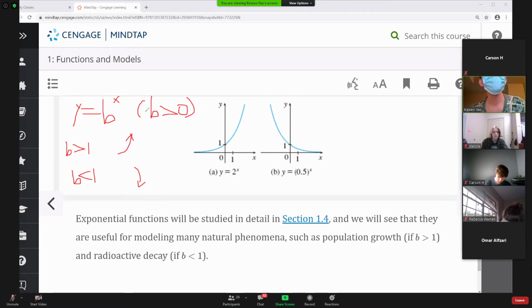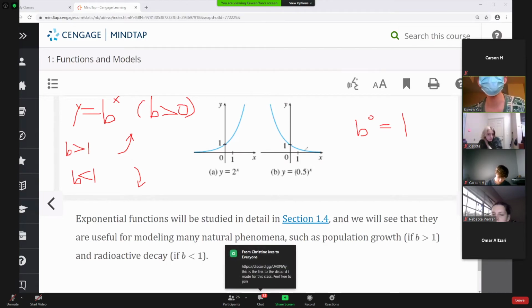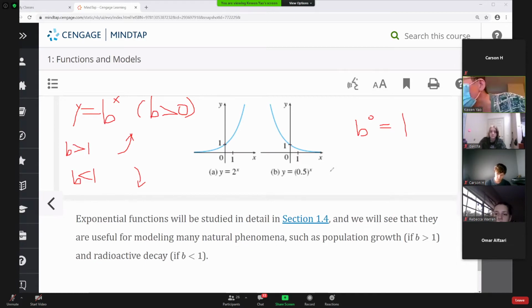Okay, now what's beautiful for any b? If x equal to 0, this is always equal to what? Always equal to 1, because b to the power 0 is always equal to 1. So the graph passes through (0, 1). When x equal to 0, y is always equal to 1. So this is the so-called exponential function.